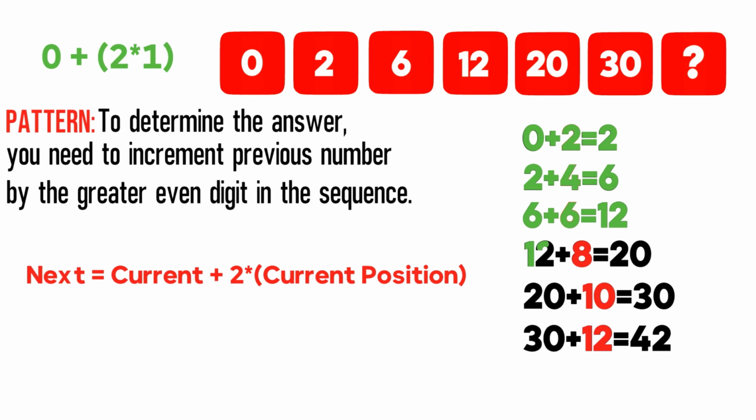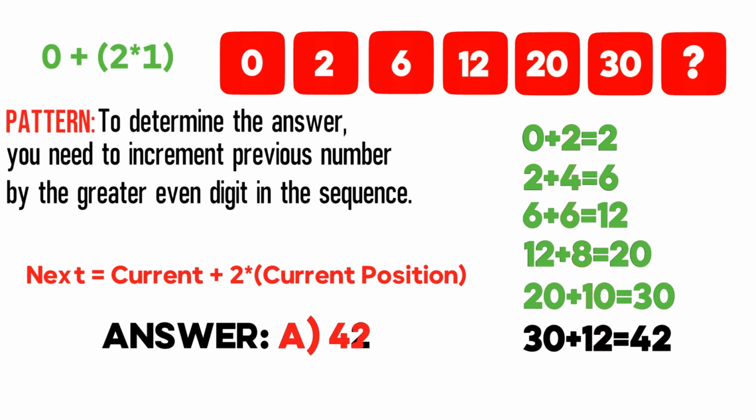The next number would be 8, and 12 plus 8 equals 20. The number after that would be 10, so 20 plus 10 would be 30. And the number after that would be 12, and 30 plus 12 equals 42. The correct choice here is choice A, 42. Hopefully you've nailed this question and now know how to answer similar problems on the test.